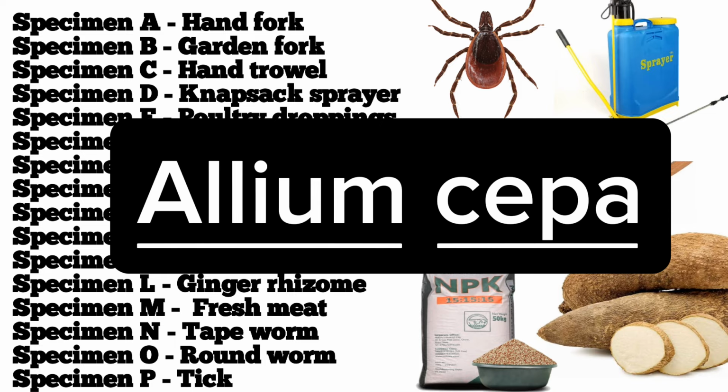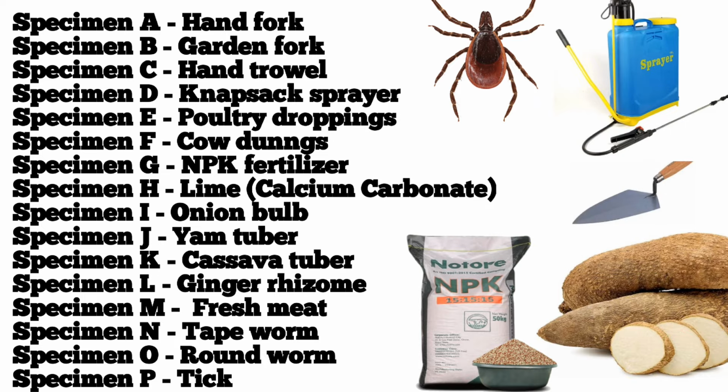And also, when you are asked to identify any specimen in the examination, identification means what is the name of that specimen. So probably there could be an onion bulb in front of you and you are asked to identify the specimen. Your answer should simply be an onion bulb.